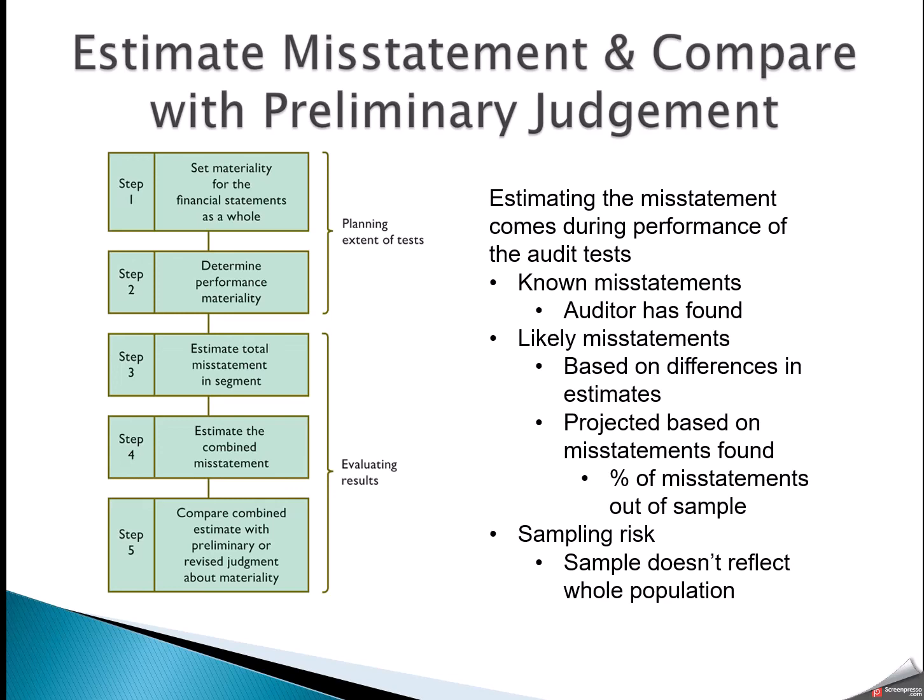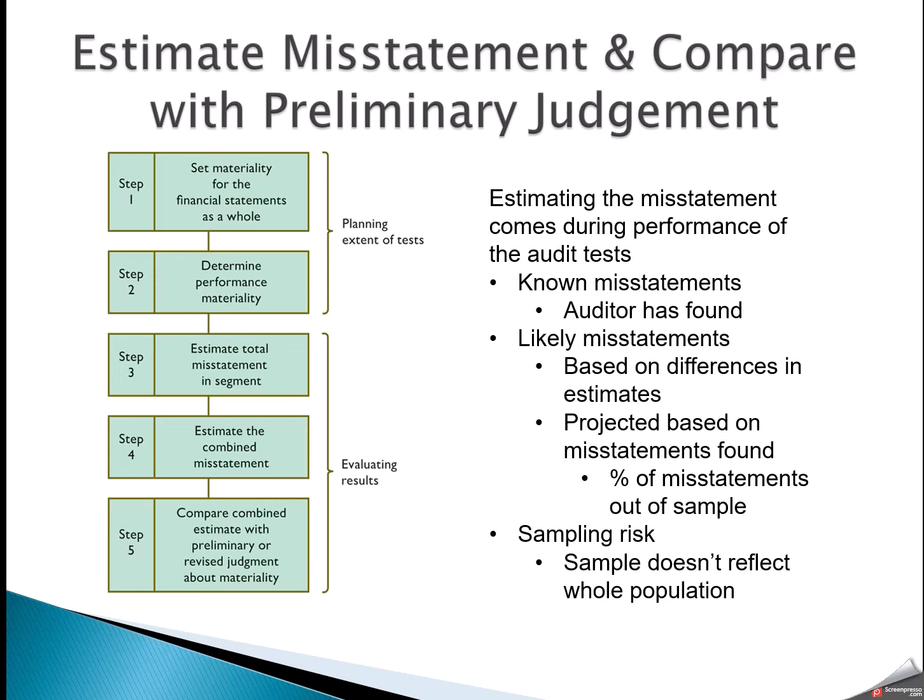So how those things come into play is what I have over to the right. The auditor can uncover misstatements during their testing. They could find them, and those will be known misstatements. Then they're going to make some inferences from those. They may say, based on differences in estimates between what management is using and what the auditors use, we estimate there'll be more misstatements. Or we could say, based on the number of misstatements in our sample, say 10% of our sample had errors, we can apply that to the total population and say 10% of the whole population has errors, which would be a high percentage, and then they'd probably want to do more testing or maybe lower that materiality level.